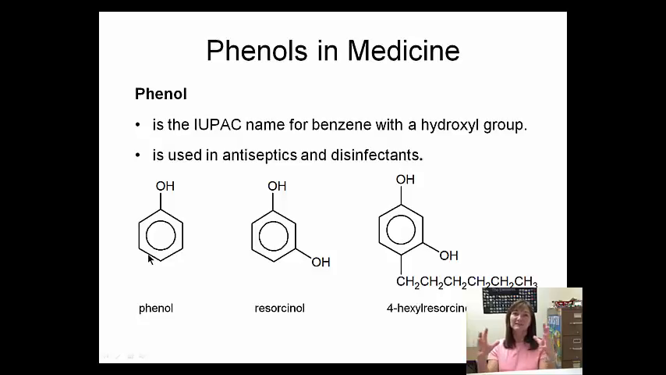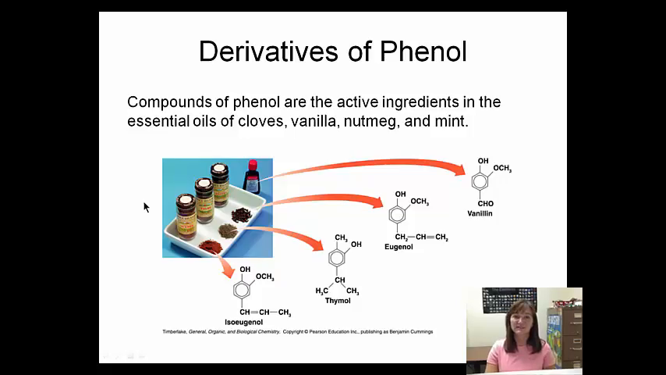If you have a big structure and I'm asking you to identify all the functional groups, if you see a benzene ring with an OH, you can identify that as phenol. You could also identify it as an alcohol and an aromatic. So those are two different ways of identifying the functional groups of phenol. Derivatives of phenol are active ingredients in the essential oils of cloves, vanilla, nutmeg, and mint. It's out there in a lot of compounds you find in nature, but just make sure you can identify the phenol. The benzene ring with that OH group is your phenol.